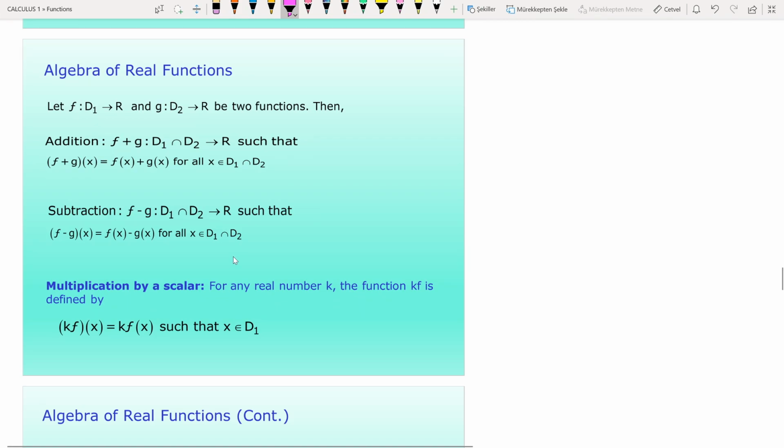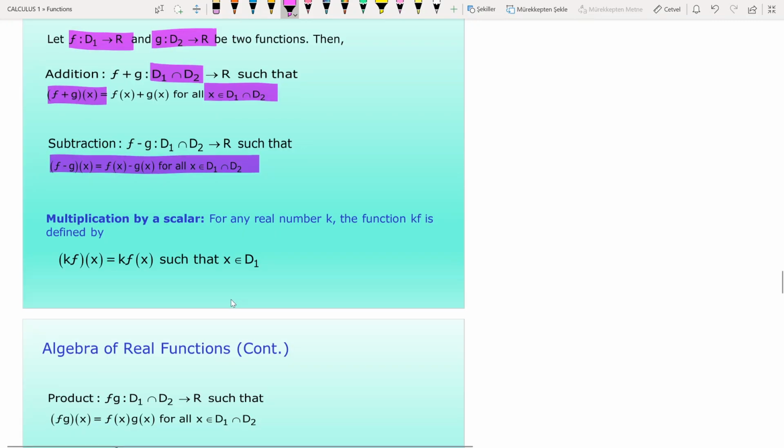What about the algebra of real functions? Let's say the function f is defined from D1 to R, and g is defined from D2 to R. Then the addition of these two functions is from D1 intersect D2 to R, and (f plus g)(x), of course, is equal to f(x) plus g(x) for each x which is in the intersection set of D1 and D2. We have the same thing for the subtraction also.